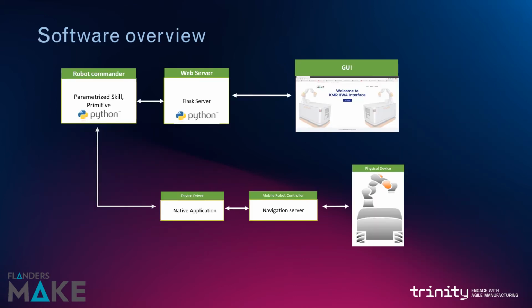Let's now dive into the software architecture of the Trinity module on the slide. You can see a simplified representation of the different components in this module. First, the core of the module is the user interface and the robot commander. This is the web page where you can control the operation of the mobile manipulator. The user interface is built using Python Flask Server API.